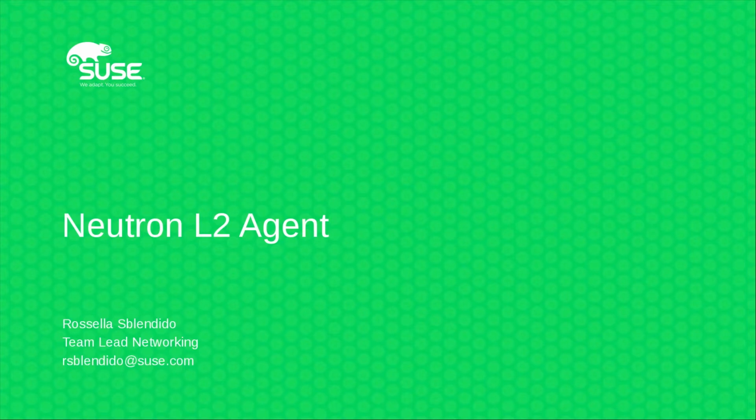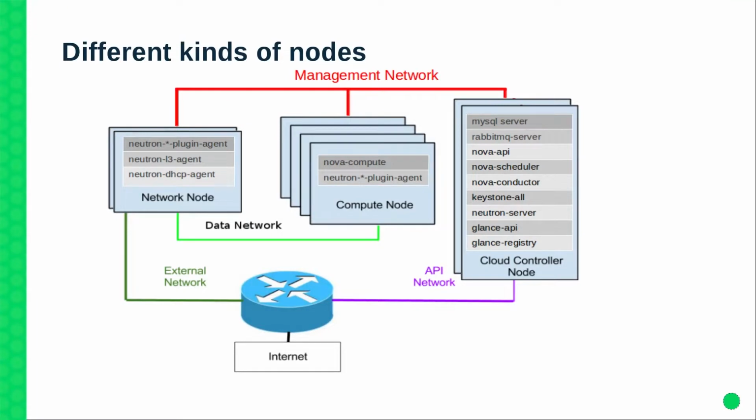So today we're going to talk about the Neutron L2 agent. As you might know, we have different kinds of nodes in OpenStack. We have the controller node, where all the APIs are running, so Nova, Keystone, and so on. Then we have the compute node, the node where the VMs are running, and of course we also have Nova Compute and the Neutron L2 agent. Then we have the network node, the node where all the Neutron services are running.